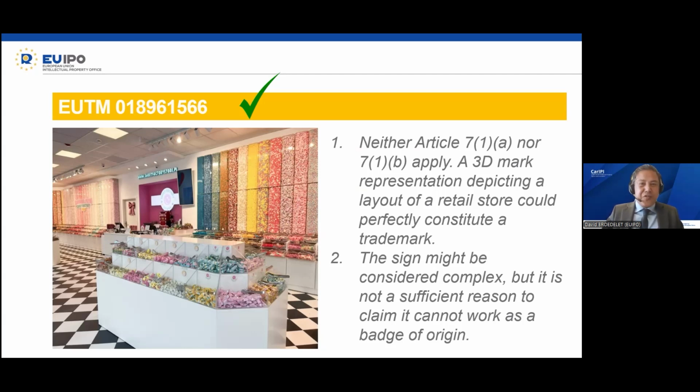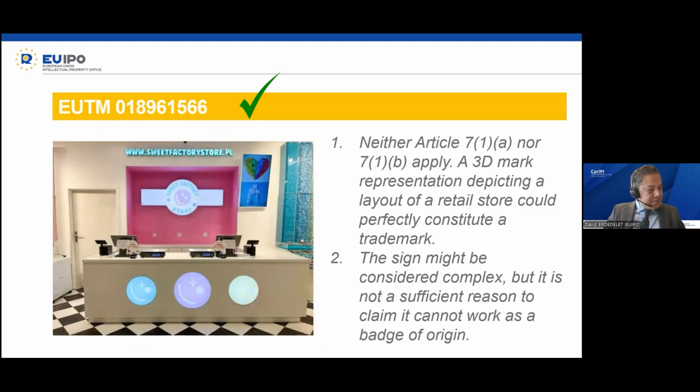For example, the floor itself, you have this pattern on the floor, the black and white pattern. They said, okay, this is something that people would be able to recognize. And there is also, I have another slide that you see another part of it. There's also this counter. You see that above the counter, you see the website, www.sweetfactorystore.pl. PL is for Poland. You see that it's called Sweet Factory Store. You see all those smiley faces that are on the counter.